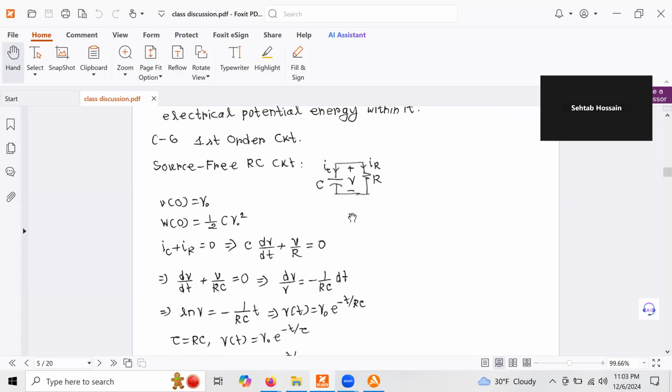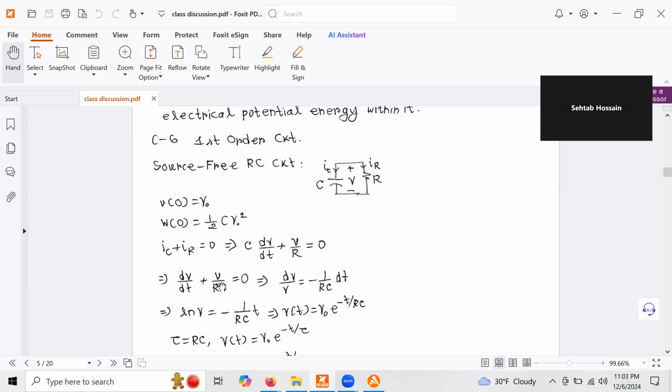This circuit is a source-free RC circuit where the initial voltage is V0, and the initial energy is half C V0 square. And if we apply KCL in this circuit, IC plus IR equals 0. Then if we express IC and IR, C d/dt of V plus V over R equals 0. Then we do a little bit of math. We divide both sides of the equation by C, and we come up to this.